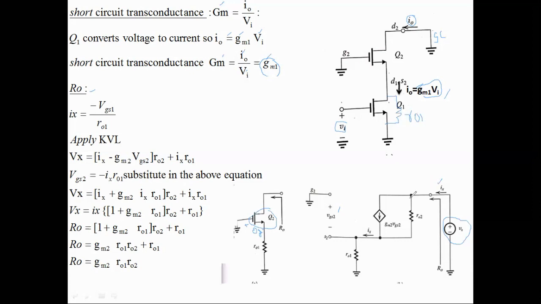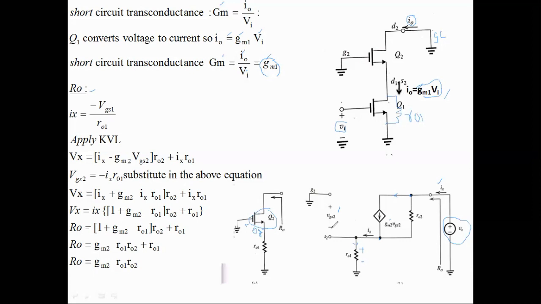At the drain terminal, I connected the voltage source Vx, which provides a current Ix. This current is moving at the drain terminal. Here there are two currents. The current flowing into the dependent current source is gm2 times VGS2, and the current which is moving away here is Ix. The same current will be flowing through R01. Current entering is positive, leaving is negative.